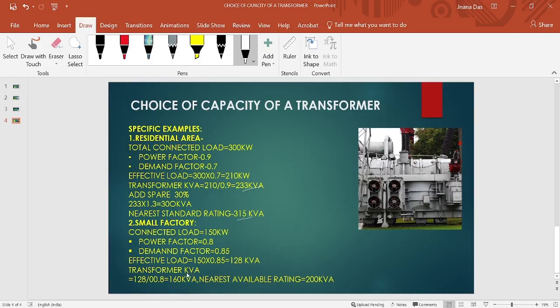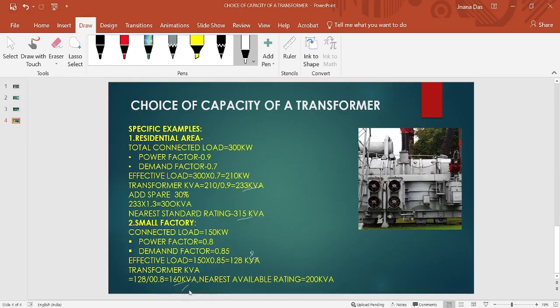To find out the total kVA of the transformer, we divide this 128 kilowatt, approximately 120 kilowatt, by the power factor. So the transformer in kVA is 120 divided by 0.8, that is 160 kVA.